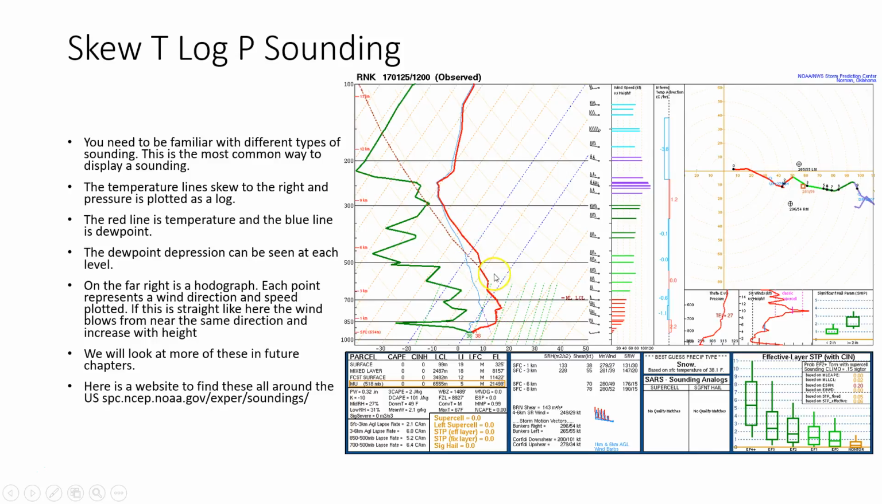If you look at the curve here, what you find is temperature is skewed. That's why they call it Skew-T. The pressure is plotted as a logarithmic function from 1,000 all the way up to 100 millibars. And then you have the moisture, which is just a dew point plot versus the actual temperature plot.